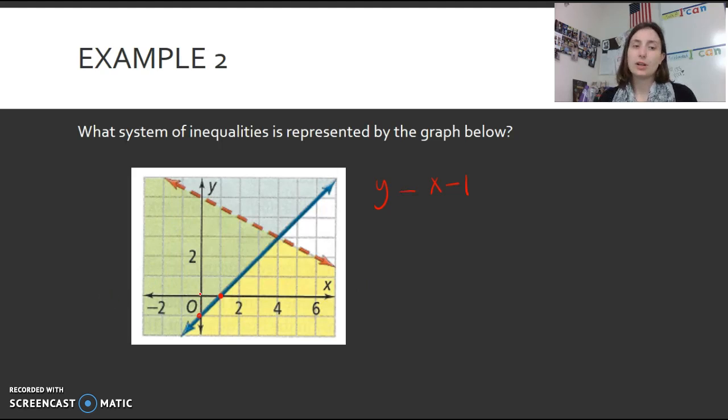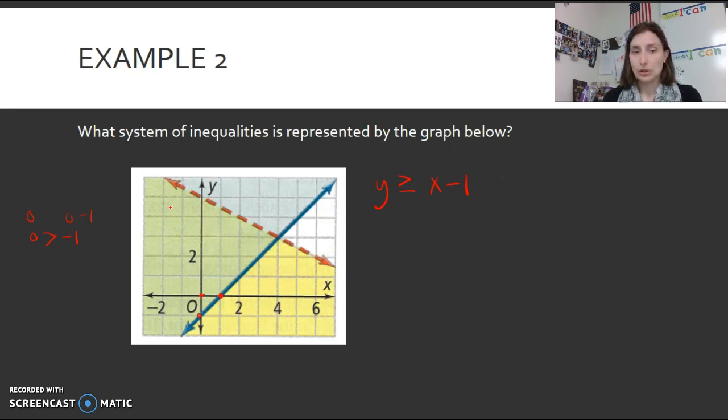And so then from here, I'm going to choose 0, 0, which is a solution to my graph. And so I'm going to put 0, 0 in for x and y, so 0, blank 0 minus 1. And so we have 0, negative 1. And since 0 is a solution, I want this to be true. And so for this to be true, 0 is greater than negative 1. So I know that y is greater than or equal to x minus 1.